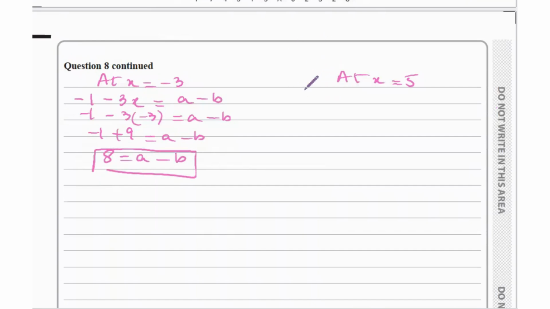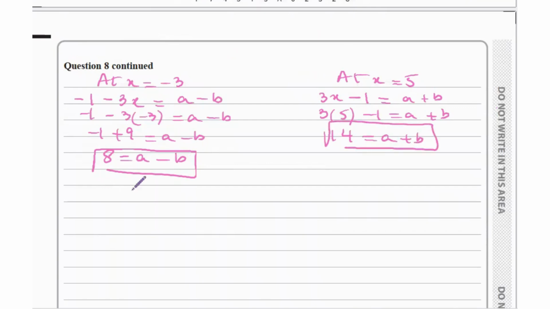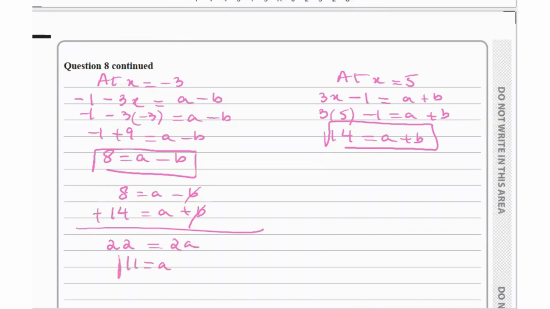For the other one, we'll use the positive equation, like I said, so it's going to be 3x minus 1 equals a plus b. So 3 times 5 minus 1 equals a plus b, which is 14 equals a plus b. Now we solve these two simultaneously. We can cancel out the b, add the value. So 8 plus 14 is 22. This is 2a. 11 is the value for a.